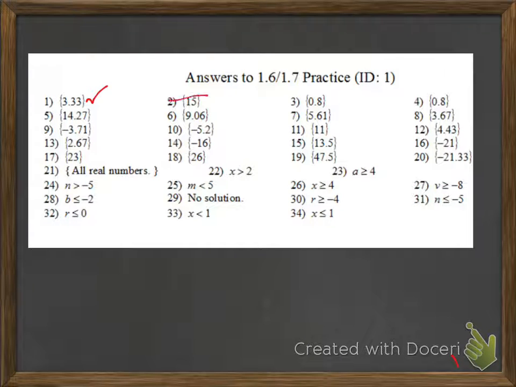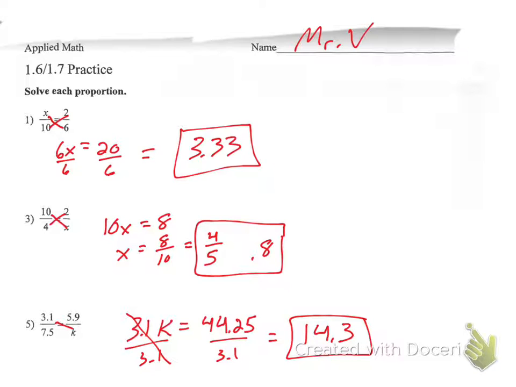3.33, that one's good, that one's good. And 14.27 or 14.3, so that's good. All right, let's keep moving.